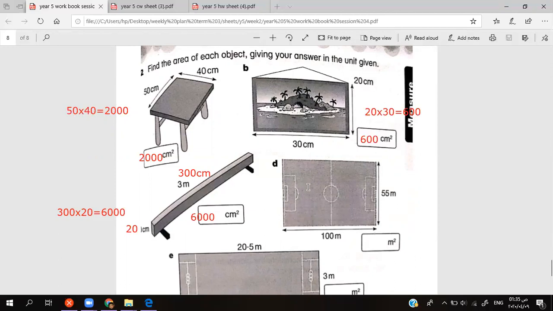Okay, let's see number D. Okay, he wants the answer in meter square. Okay, and this is meter and meter. Okay, that's great. So I'll only multiply 55 times 100. So I'm gonna take the 2 zeros out, and 55 times 1 is 55. So it's 5,500 meters square. Okay, can you guys try answering number E, please? Okay, and come back to see how we do it.